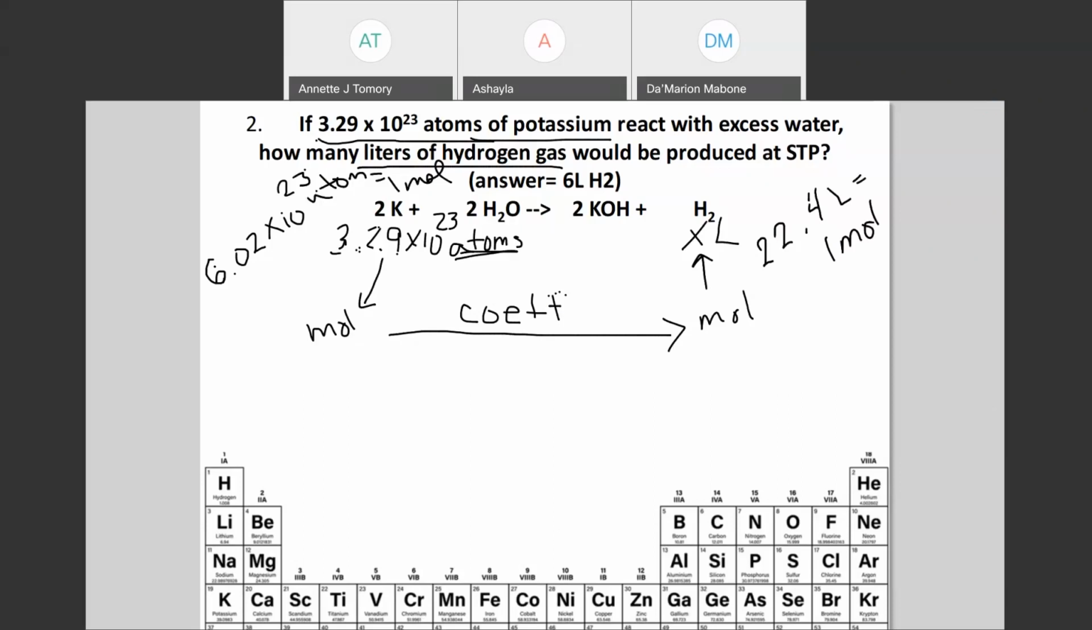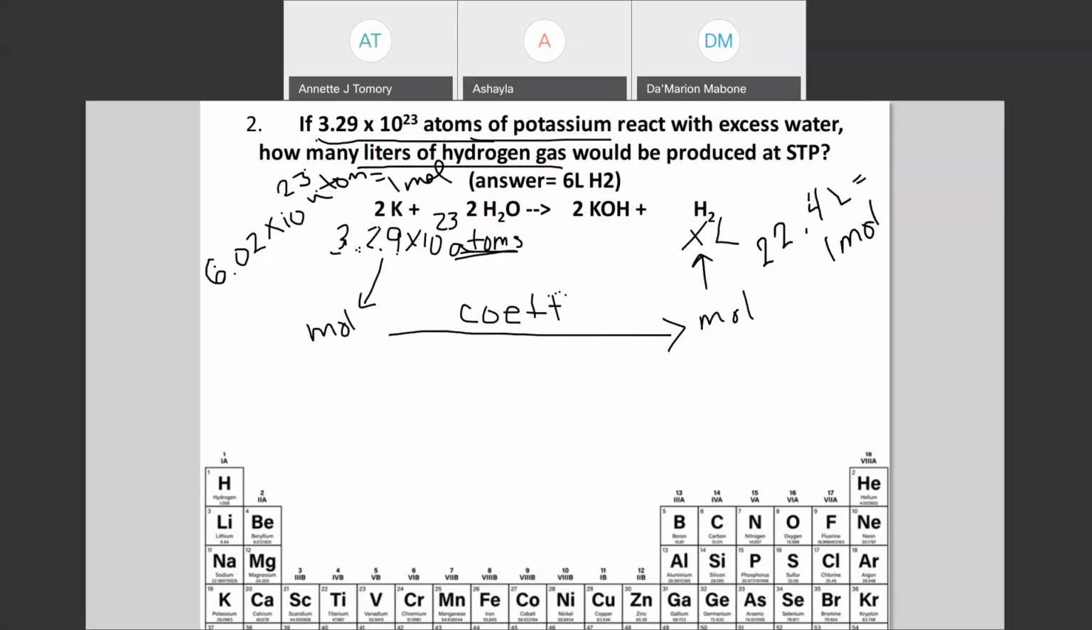Okay, we have our plan. We're going to go from atoms to moles with Avogadro's number. Then we're going to go from moles to moles using the coefficients. And then we're going to go from moles to liters using 22.4. Are you ready for this? I love your enthusiasm.